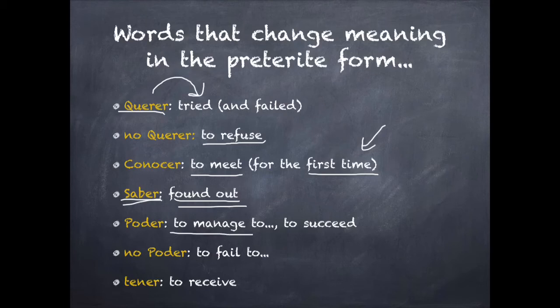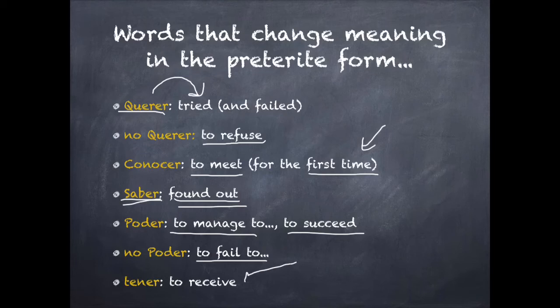Poder means to manage or to succeed. For example, pude ir a la tienda. I could go to the store, meaning I succeeded in going to the store. No poder, no pude ir. I couldn't. I failed to make it. I didn't manage it.